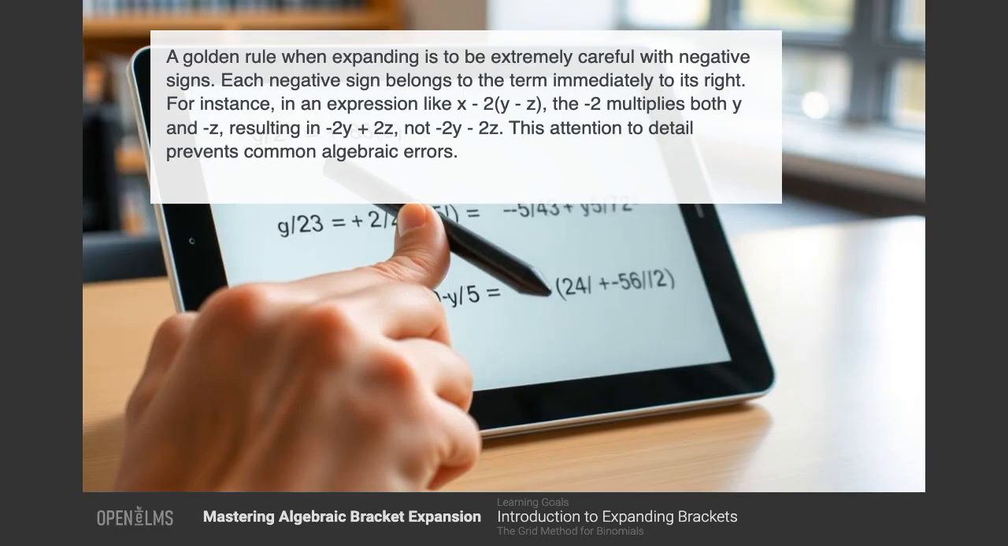A golden rule when expanding is to be extremely careful with negative signs. Each negative sign belongs to the term immediately to its right. For instance, in an expression like x minus 2y minus z, the minus 2 multiplies both y and z, resulting in minus 2y plus 2z, not minus 2y minus 2z. This attention to detail prevents common algebraic errors.